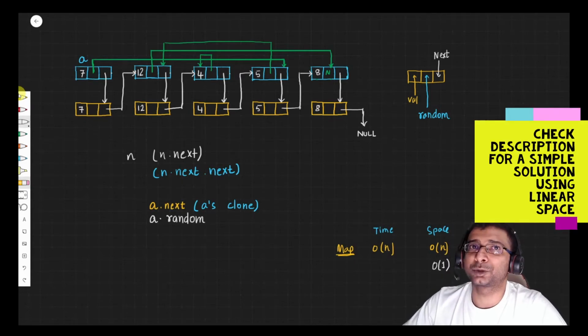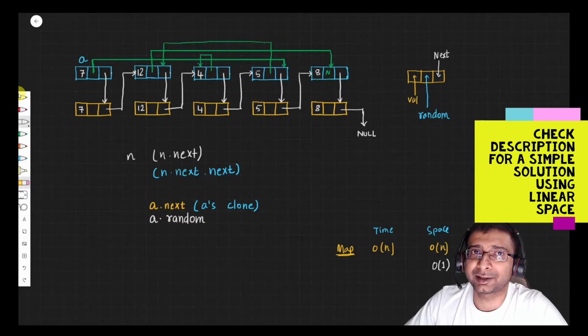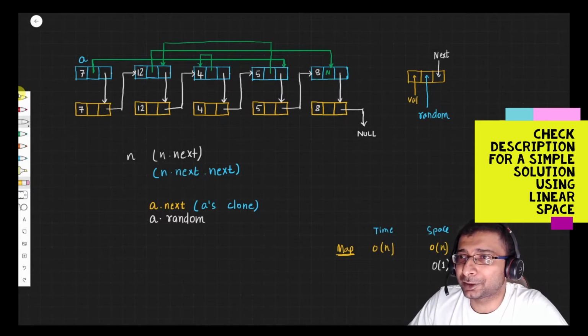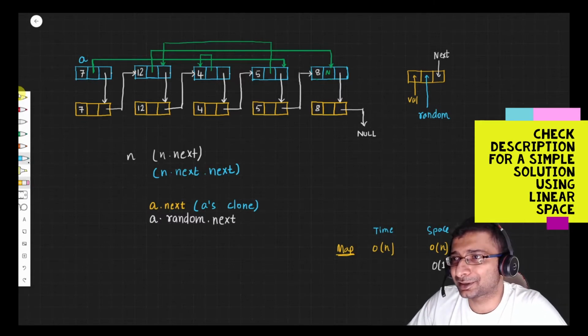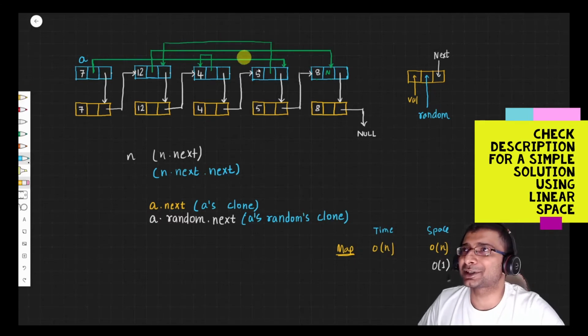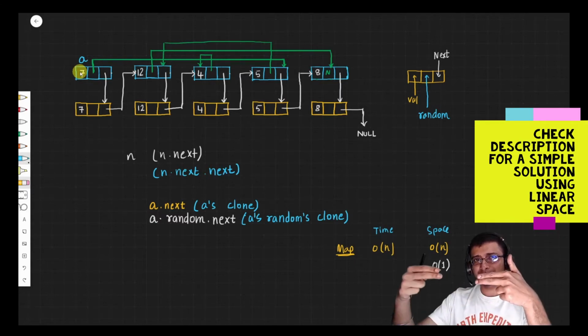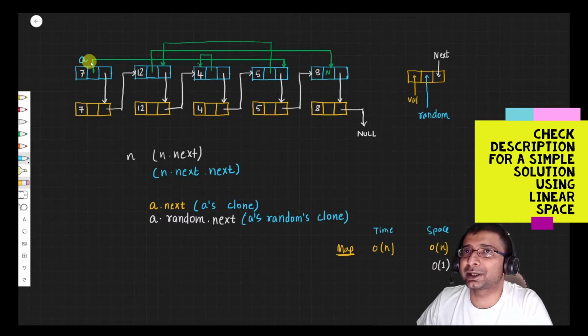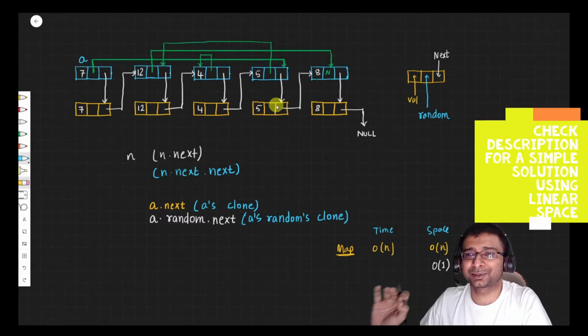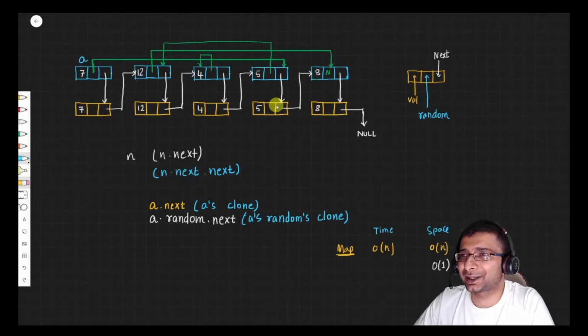A dot random is the node pointed to by the random pointer in node A, right? So A dot random dot next, what does it signify? Just see this relation. It is random's clone, isn't it? Because I know every node that I point to is the clone node. So it is very simple. The original node is followed by a clone node, then an original node, clone node, right? So when I go to A's random, I know the very next node is nothing but A's random's clone.